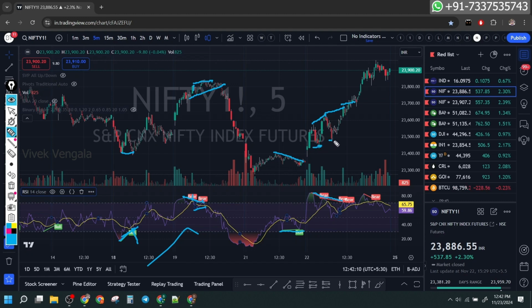This low not broken, this low not broken, and this low is also not broken. So there is no point in taking the bearish trade. The trend is clearly bullish. We are going to see the divergences to identify the trend reversals, but that didn't happen. I hope you are getting the point. And the trend is clearly bullish.